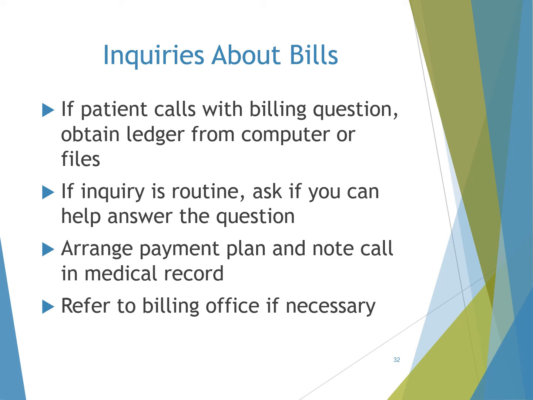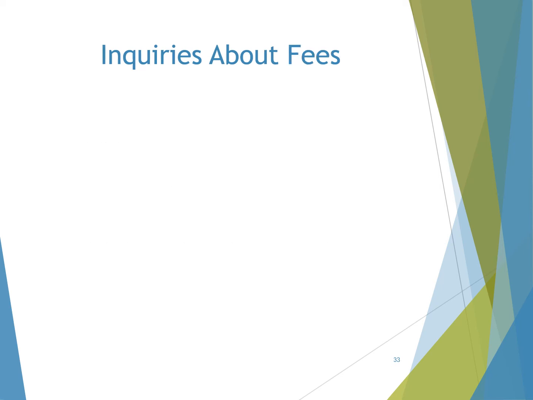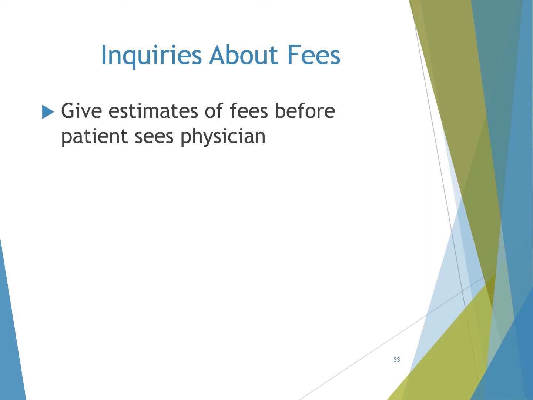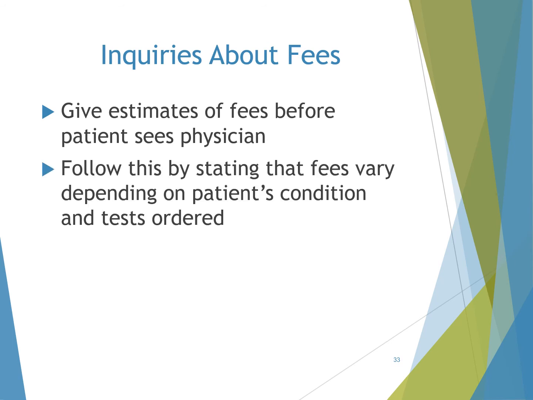A way to reduce the number of calls related to bills is to properly advise patients about the charges at the time services are rendered. Fees vary widely in each healthcare facility, and quoting an exact fee before the provider sees the patient can be difficult. However, a good estimate, especially on the first visit, is helpful. Asking the patient to just appear at the office without having an idea of the cost is unreasonable. Discuss with the provider or office manager what range should be quoted to the patient, and then follow this by stating that fees vary depending on the patient's conditions and the tests ordered.